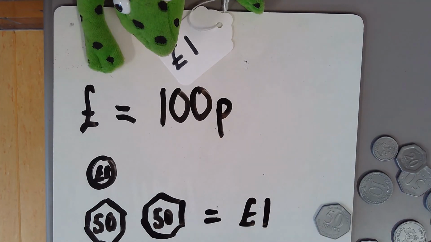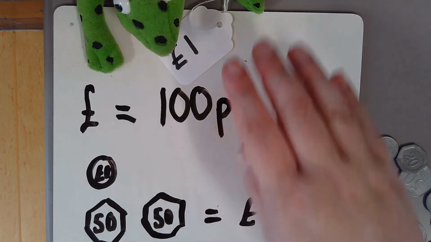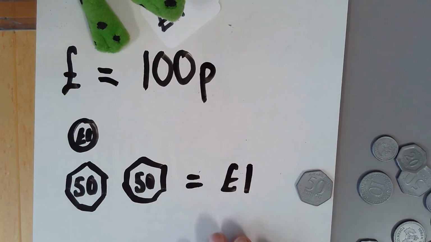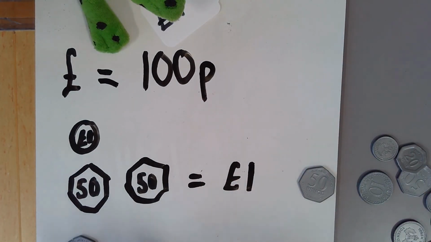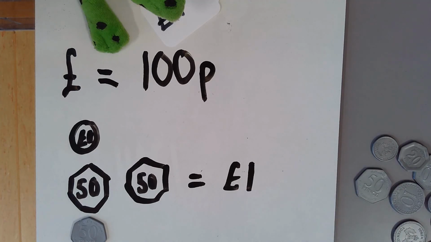£1. I'd like you to record all the different ways you can find to make a pound, going from the biggest value of 50p down. So your next one, you'll start with 50p and see which other coins you can use with that 50p to get to 100.